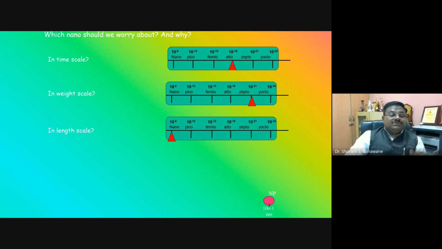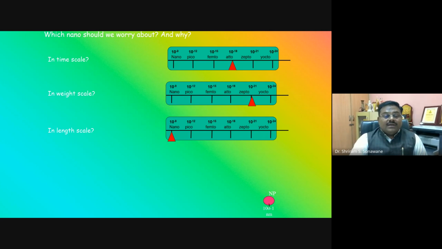Property also changes of the material. So down, if you see, nanoparticles are supposed to be referred to as particles in the range of 1 to 100 nanometer. At the bottom, if you see this red part, one nanoparticle is referred to when it is in the range of 1 to 100 nanometer.